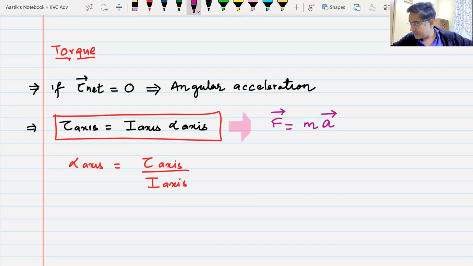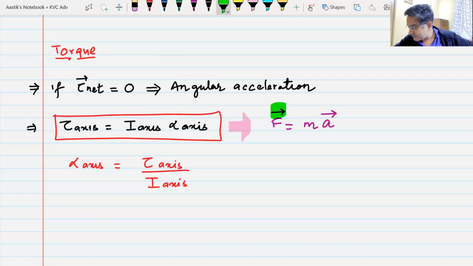But there is a very big difference between the two equations. Apart from the terms being different, there's also one more difference. Can you spot that difference from the way I've written the equation? What is the difference between the equation on the left hand side and the equation on the right hand side? In the equation of torque, all are about one axis. In force, force can act anywhere, and acceleration can be in that direction or opposite to that direction.